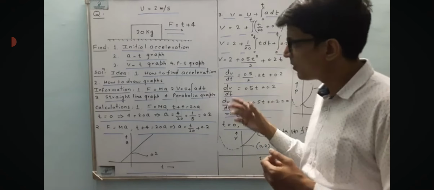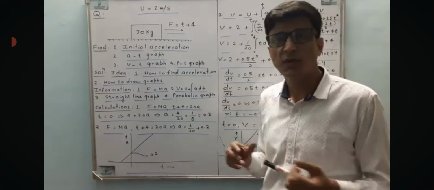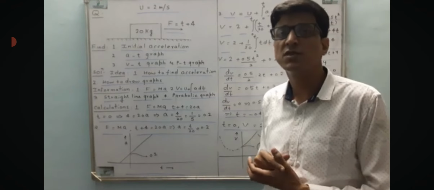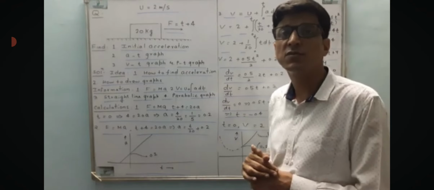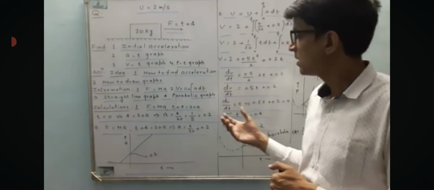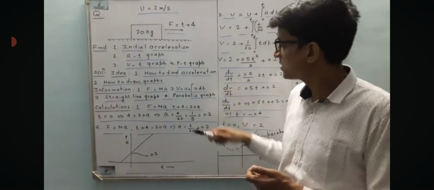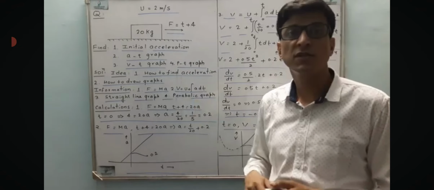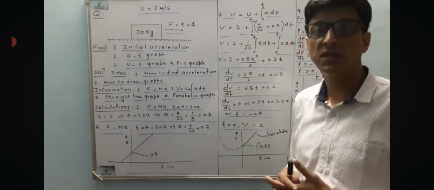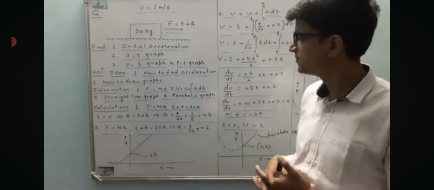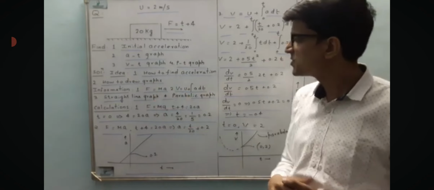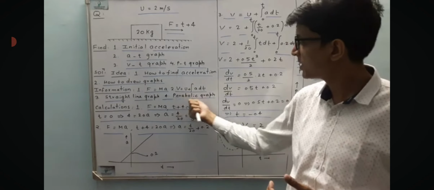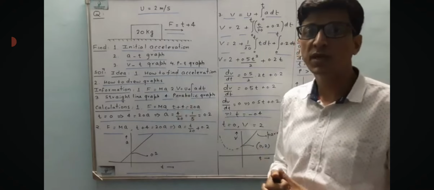Now let's talk about the information. We know that acceleration can be found from the force equation. Force is equal to ma, which is the second equation of motion for constant mass. Another thing is we need to find velocity. We know the relation from the first equation of motion, v is u plus integration of a dt for variable acceleration. Third is information about straight line graphs, how to draw them. Then parabolic graphs, we need to know how to draw parabolic graphs.